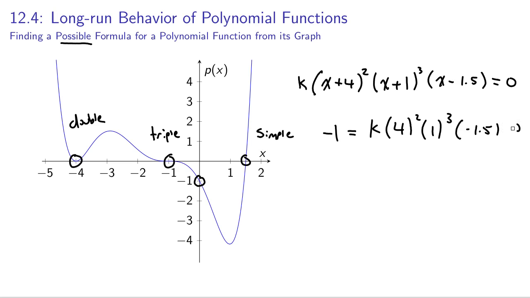What we're trying to find is k. So it equals minus 1, because that's the y-intercept. So the constant k times 0 plus 4 squared times 0 plus 1 cubed times 0 minus 1.5 is going to equal negative 1 in order to match the graph. Now we need to solve.